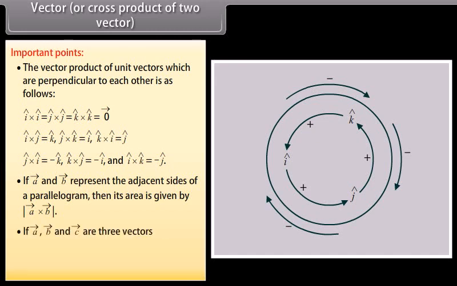If vectors A, B and C are three vectors, then vector A cross (vector B plus vector C) equals vector A cross vector B plus vector A cross vector C.